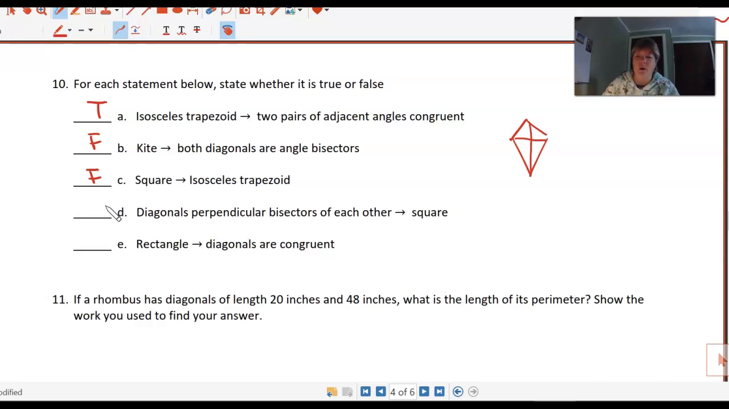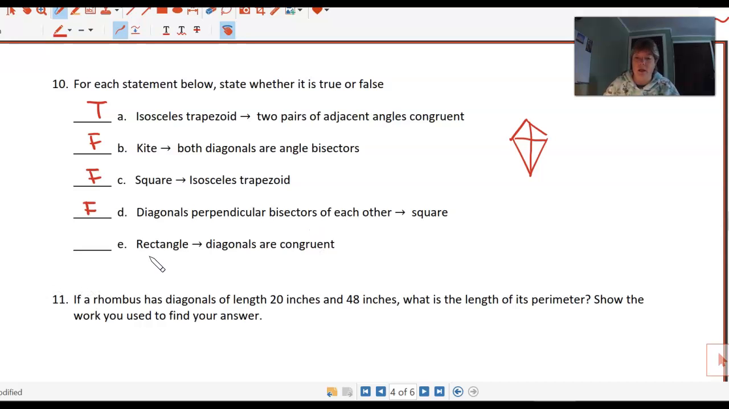For D, if diagonals are perpendicular bisectors of each other, then that figure has to be a square. This one is also false. It might be a square, but the most specific thing we can guarantee the figure has to be here is a rhombus. So if the diagonals are perpendicular bisectors of each other, it has to be a rhombus. It might be a square, but it doesn't have to be.